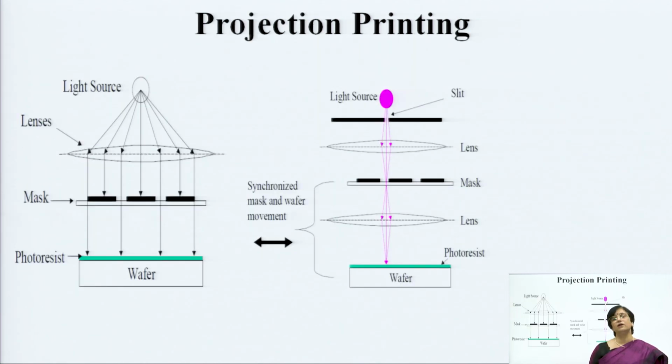Then comes the third and the most precise one, which has the advantages of both proximity as well as contact printing, and that is known as the projection system. Just like we all have LED projection systems, you have all seen in the classroom whatever is projected onto the screen, or the cinema projector. Similarly here also, a light projecting system is incorporated to project whatever is there on the mask.